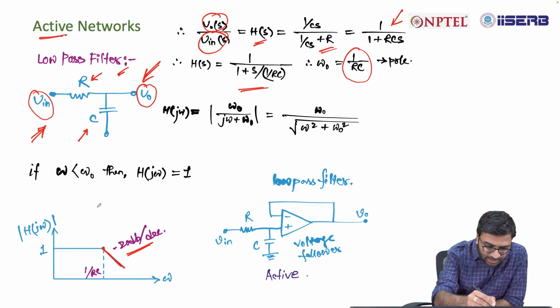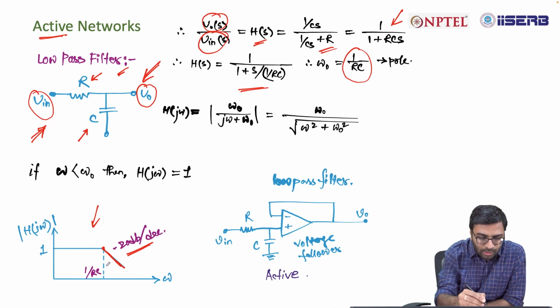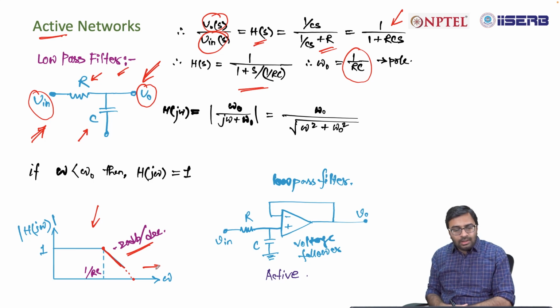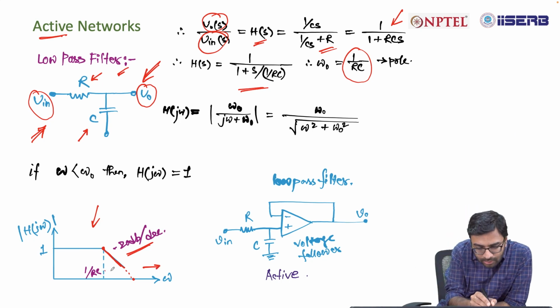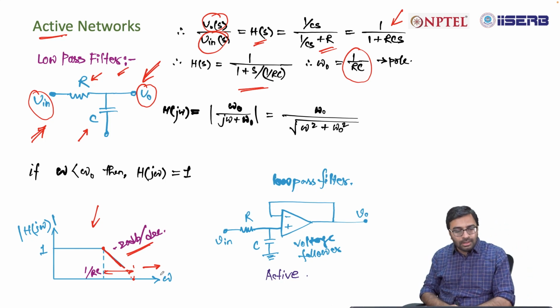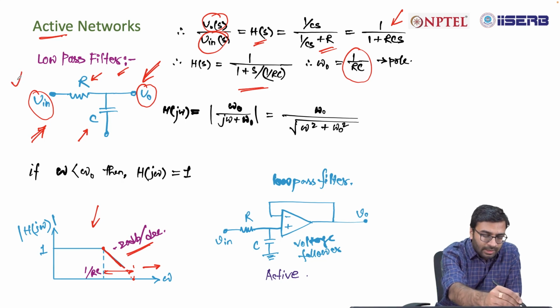So, if you look at this particular characteristic, it's nothing but a low pass filter, because beyond a certain point, the signal will not be allowed to pass through. Here this is your transition band. Beyond this point, the signal will not be allowed to pass through. That means this is a low pass filter.